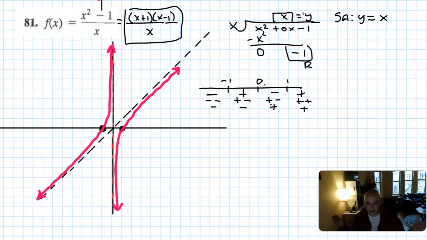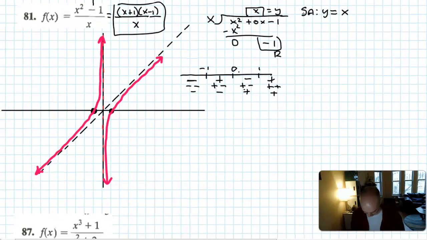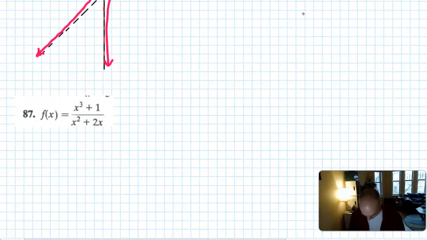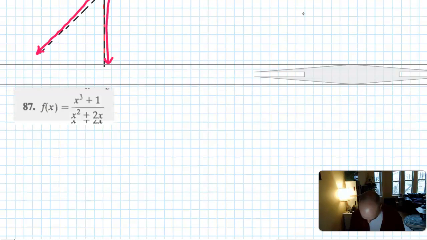Slant asymptotes are end behavior asymptotes, so graphs can cross them. They just have to trend towards them in the end. This one probably doesn't because it's pretty simple, but that's what it looks like when you have a slant asymptote type of situation. And for our last problem, we have another slant asymptote situation.